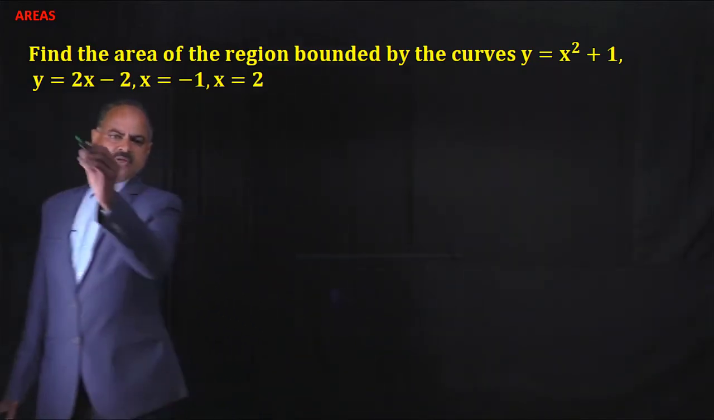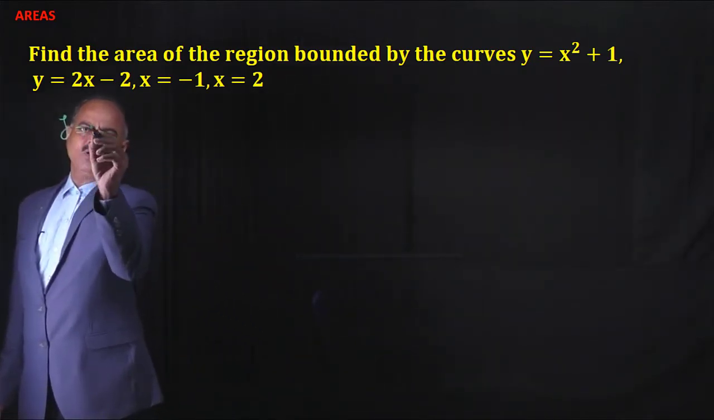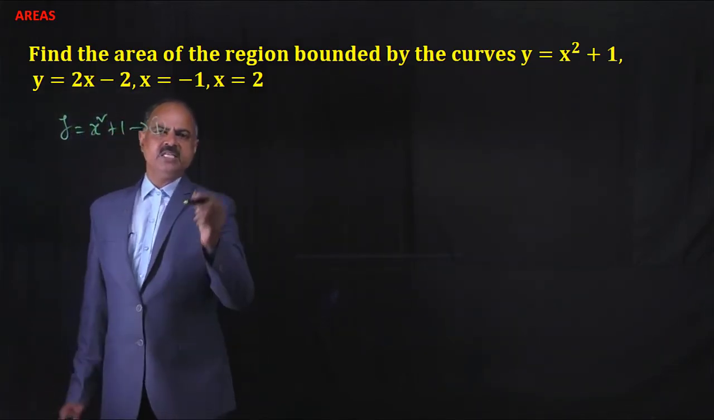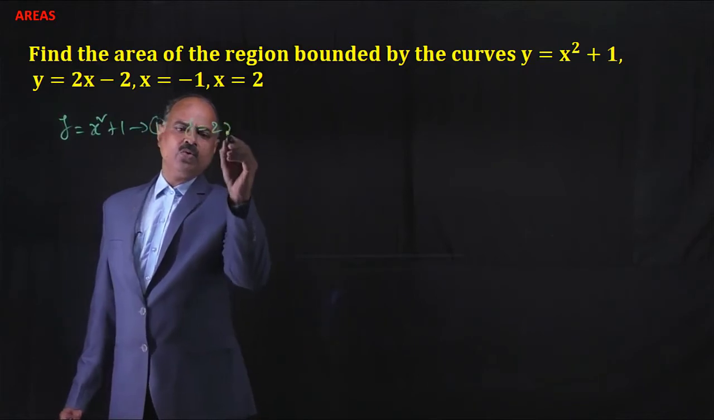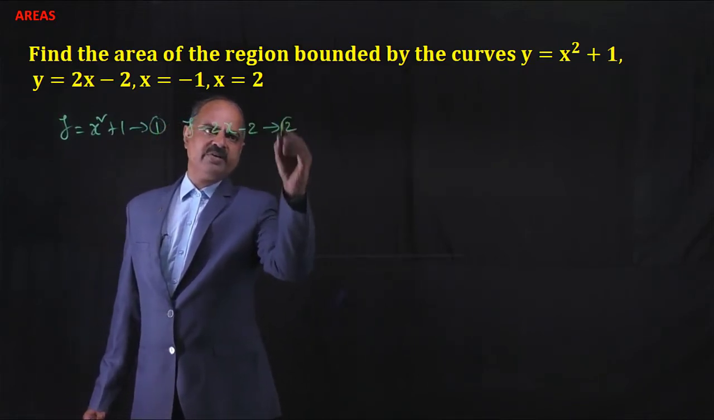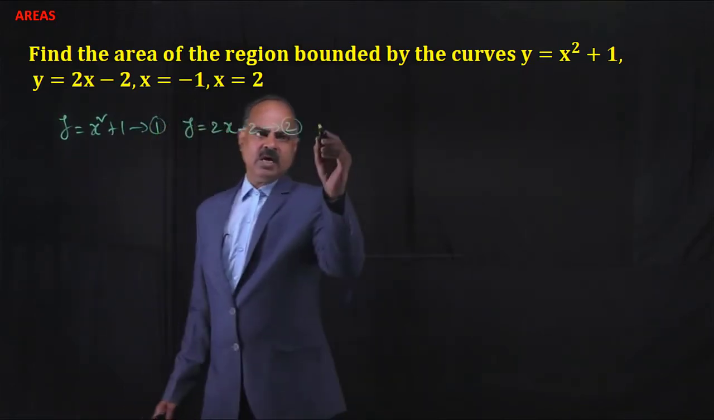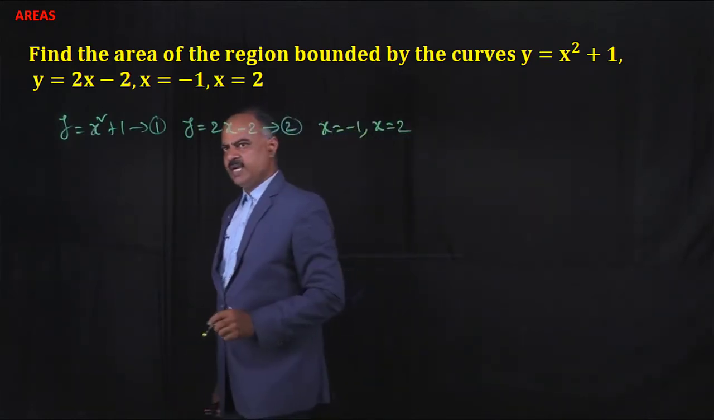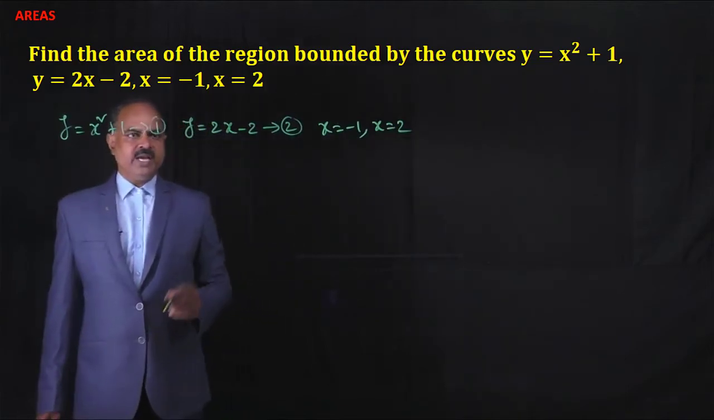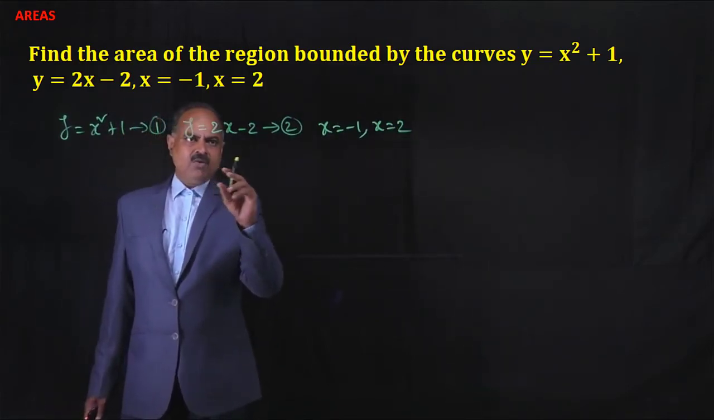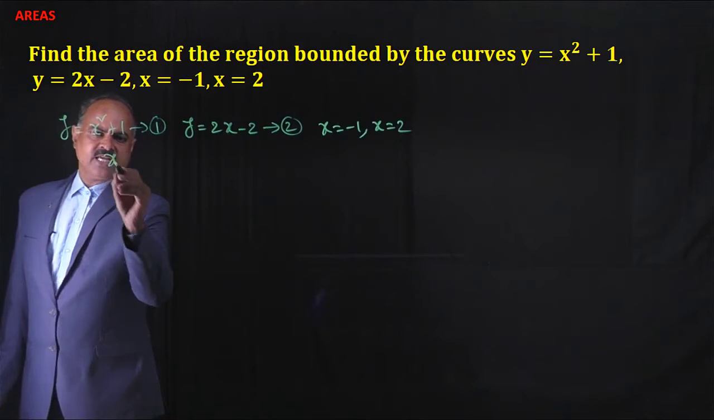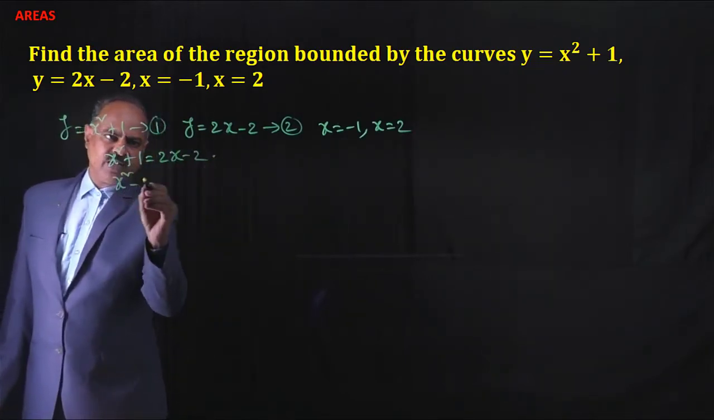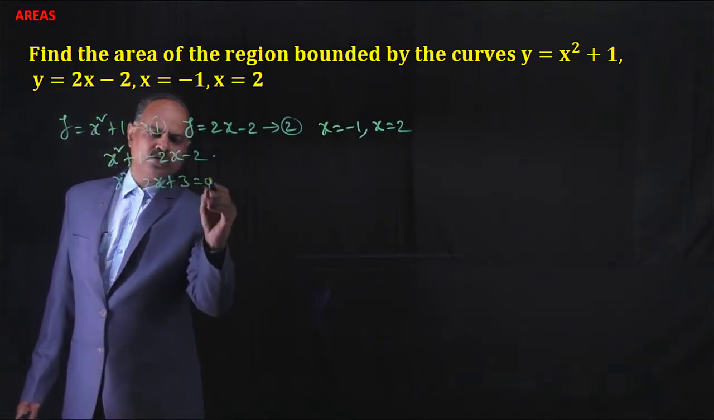So given curves y is equal to x square plus 1, equation number 1, and y is equal to 2x minus 2, this is equation number 2, and x equal to minus 1 and x equal to 2. So here solve 1 and 2. So x square plus 1 equal to 2x minus 2. So x square minus 2x plus 3 equal to 0.